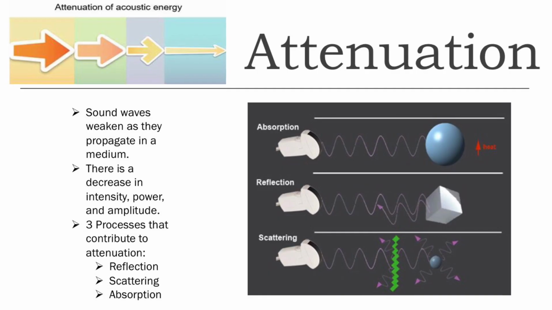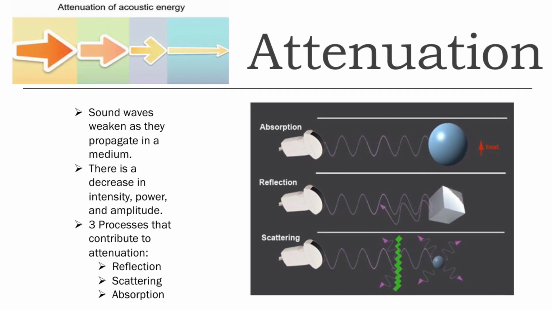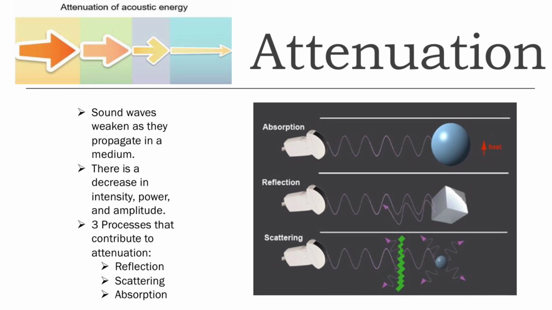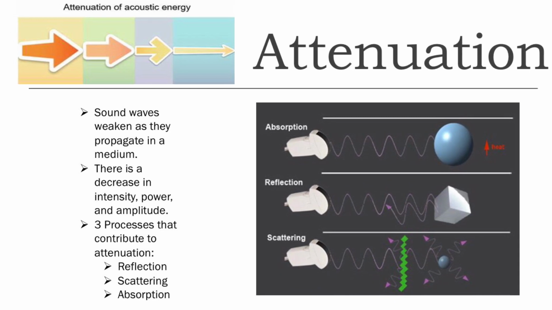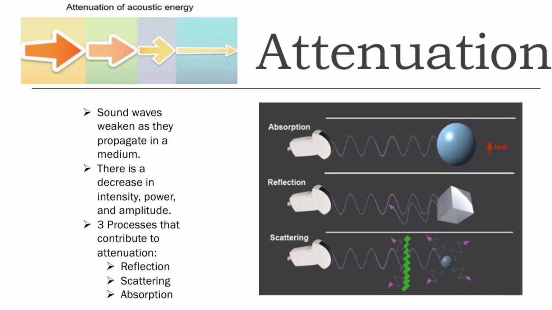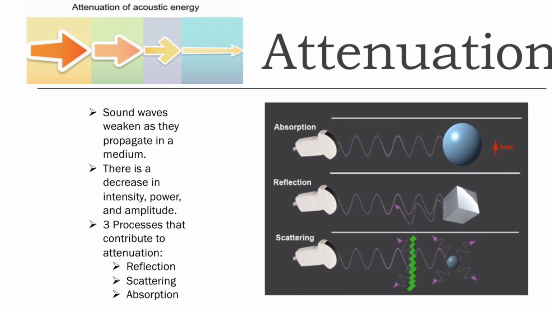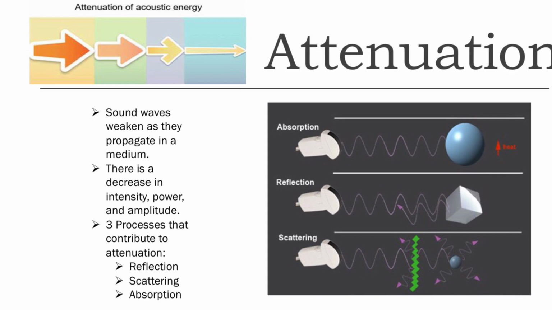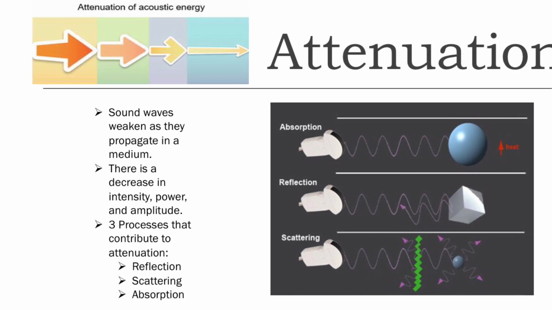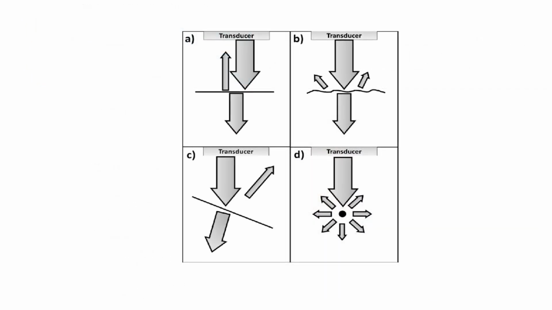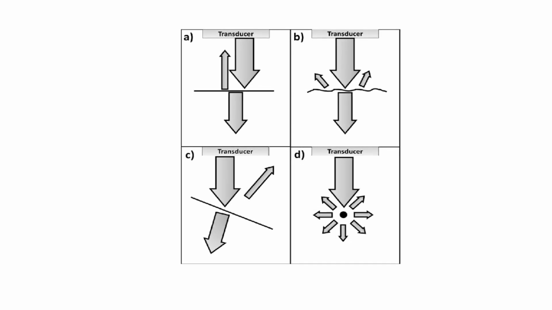Going back to attenuation, it is important to understand that three processes contribute to the weakening of sound waves as they propagate in a medium. These three processes decrease the intensity, power, and amplitude of the sound wave through reflection, scattering, and absorption. Reflection weakens the portion of the sound wave that continues moving in a forward direction.